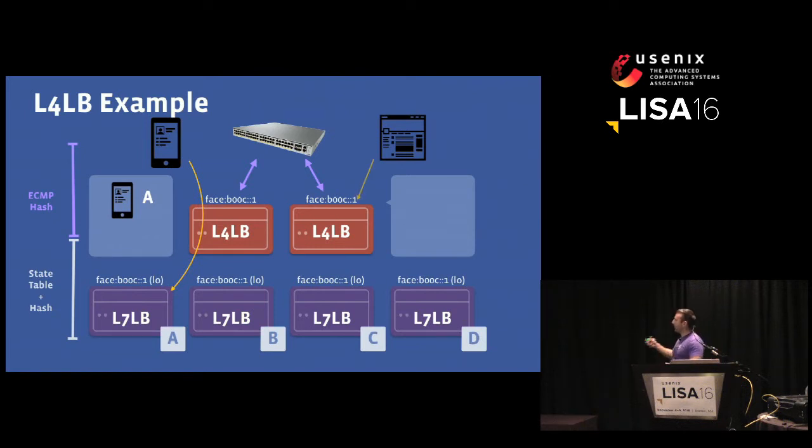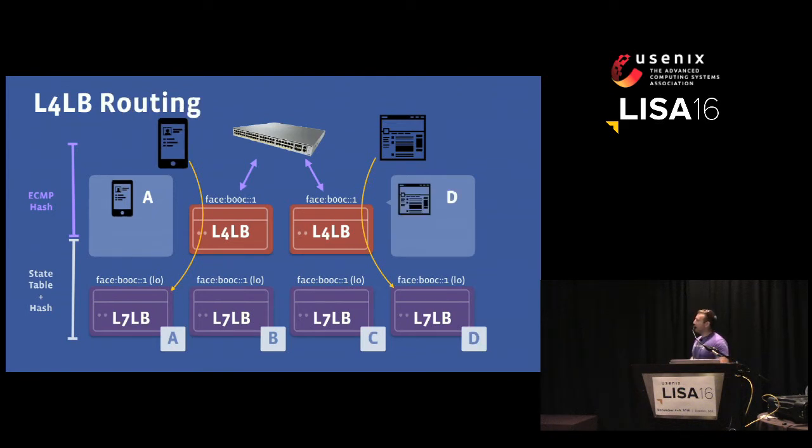So cool. Another request comes in to one of the other L4 load balancers, from a browser, and then it gets sent to D. So everything is just consistently hashed. So what happens if we actually lose one of these L4 load balancers? This client A has a connection with ProxyGen server A.